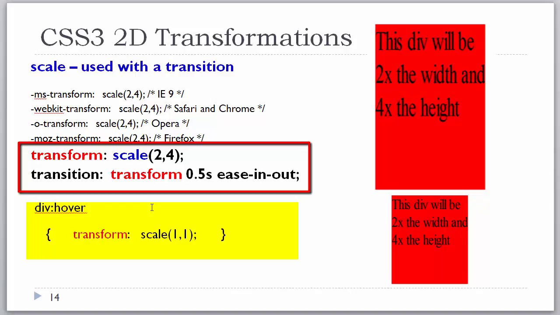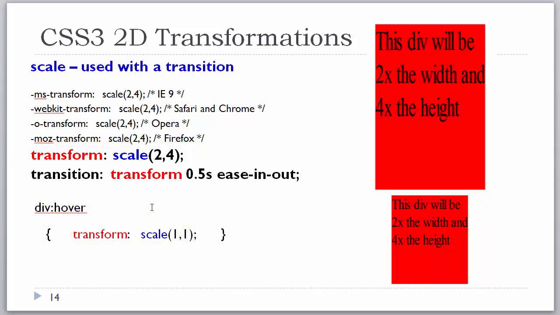So now if we look at the code in the hover section, here we have transform: scale(1, 1). So when the page loads, the object is transformed using the scale function, 2 times the height, 4 times the width. On the hover, essentially we're scaling it back to 1, 1. And you can see on the right hand side the 2 different screenshots for before and after, although you can't really see the transition because this is a static PowerPoint.